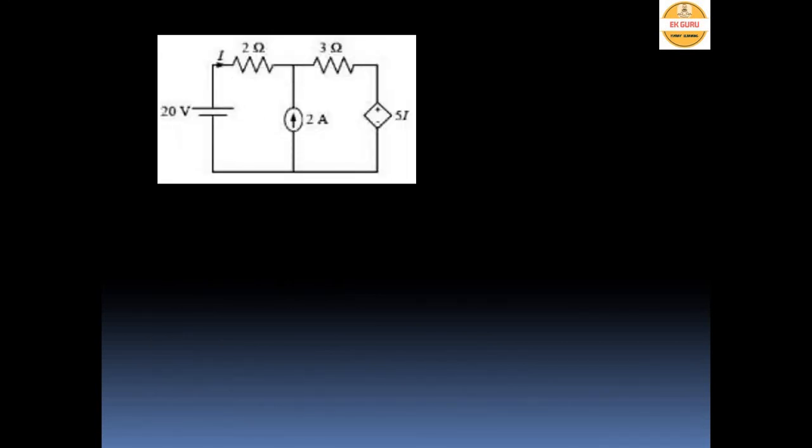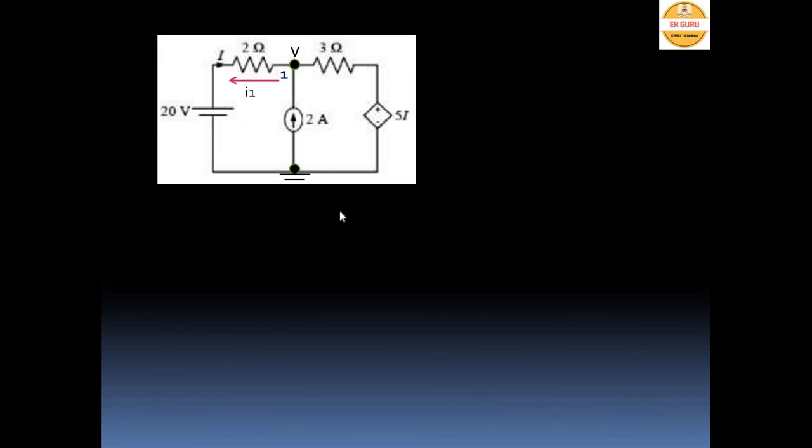The circuit is given like this. Step 1 is to identify the number of nodes. See here, this is one node and this one is another node. Among the 2 nodes, one node is taken as reference. For the other node we are assigning the node voltage variable, that is V. If there are 3 nodes in a given network, one node is taken as reference and for the other 2 nodes we will assign node voltage variables like V1 and V2.